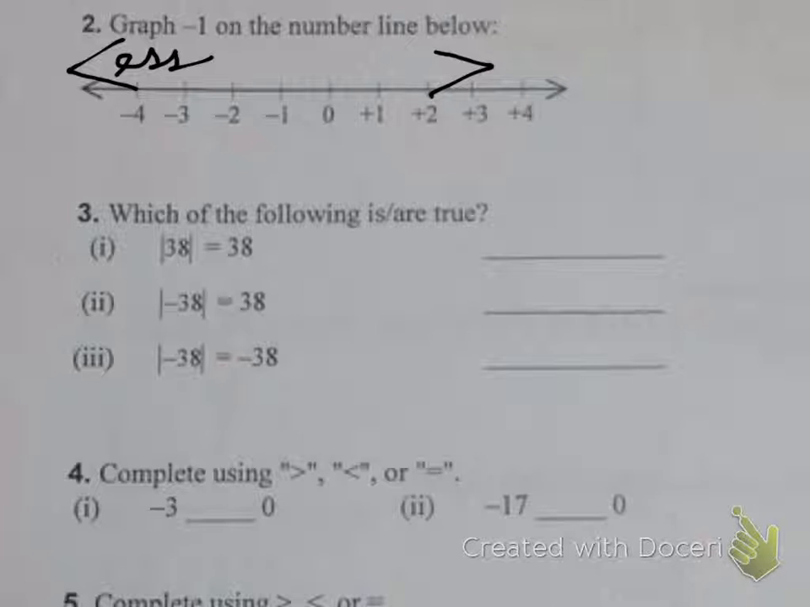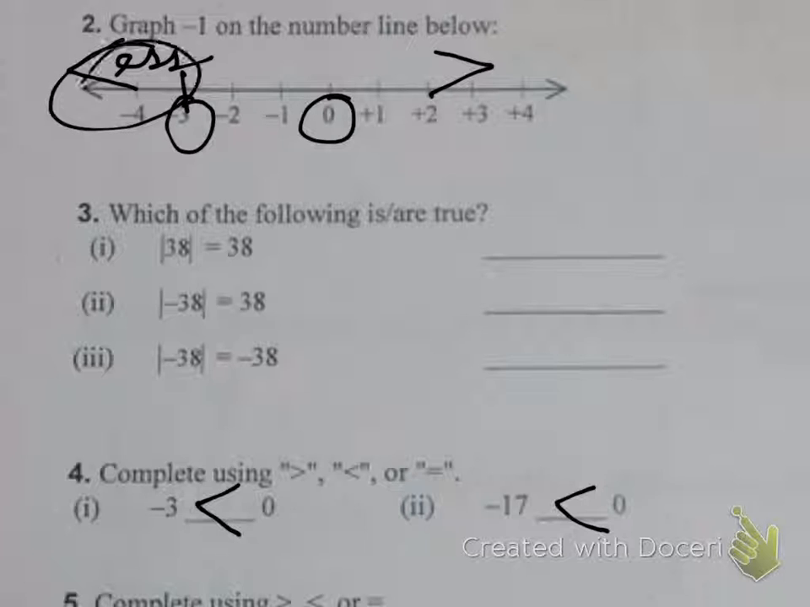For instance, -3 and 0, we're starting with -3. -3 is on the less than side. So -3 is less than 0. Next, -17 would also be less than 0 because it's going to be on the less than side. So the first number we look at, -17, is farther left. So left here is going to be less.